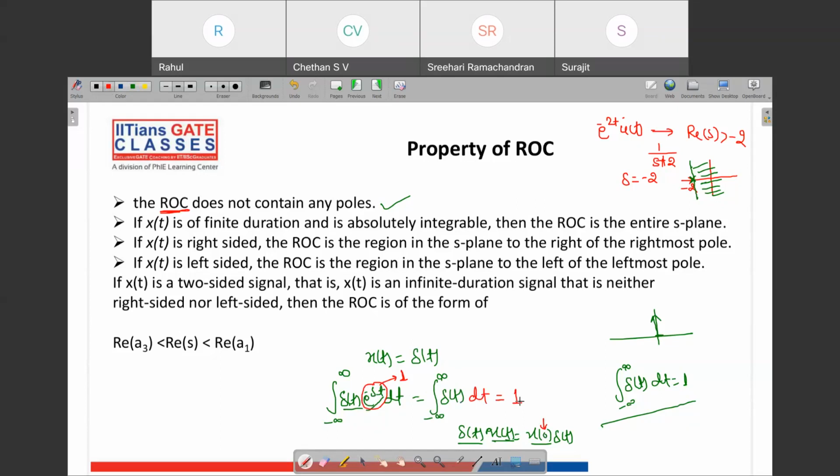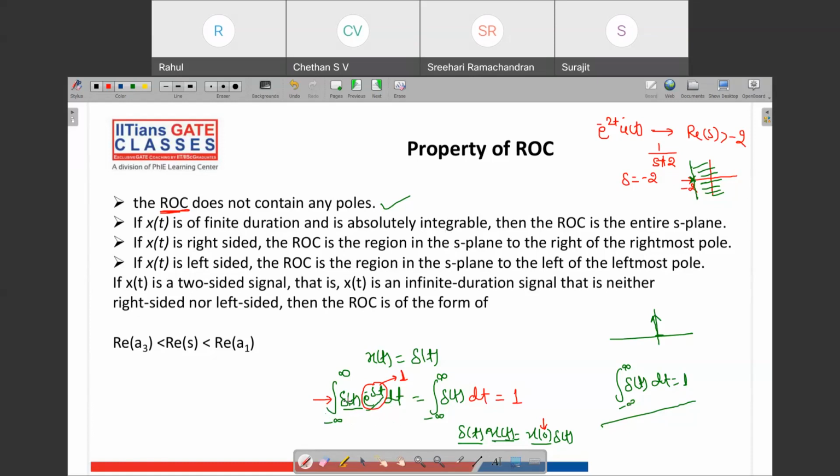While calculating the Laplace transform of this delta(t), I didn't take any help. If there is a finite duration signal and it is not absolutely integrable, there is a chance that we will not be able to find the Laplace transform in those cases. Those Laplace transforms will not converge for any kind of ROC. You will see those examples also.